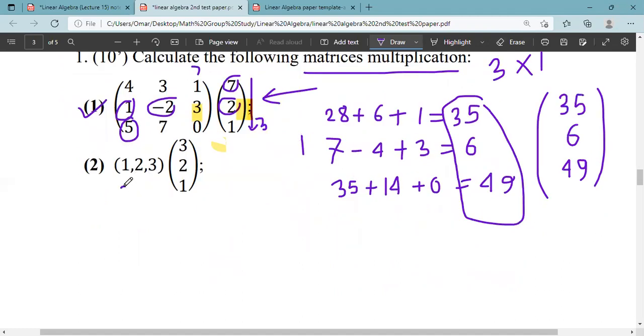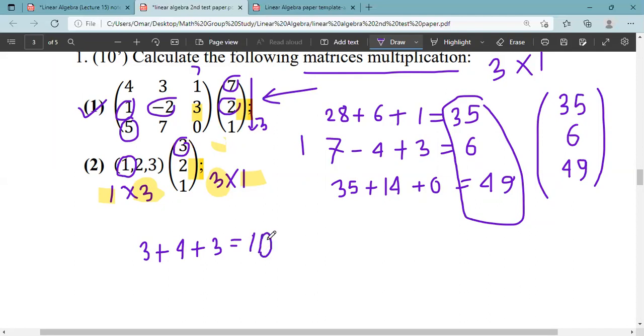And for the second one, the first matrix is a 1 by 3 matrix and the second is a 3 by 1 matrix. As we see here, the number of columns of the first matrix and the number of rows of the second matrix are the same, right? So we can multiply them, and the result will be a 1 by 1 matrix. If we multiply this way, 1 multiplied by 3 is 3, plus 2 multiplied by 2 is 4, and then plus 3 multiplied by 1 is 3. So it will be 11, right? Sorry, it will be 10. So this is our result for the second question.